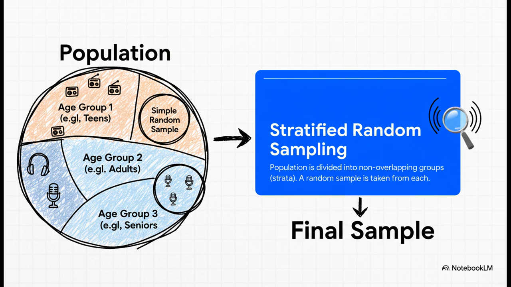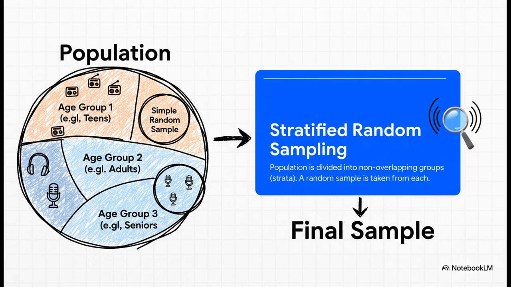Now let's look at a more sophisticated tool. This is stratified random sampling. You use this when you know ahead of time that your population is made up of distinct subgroups, and you want to make sure you get representation from all of them. So in our example with radio listeners, you might know that musical taste varies a lot by age.